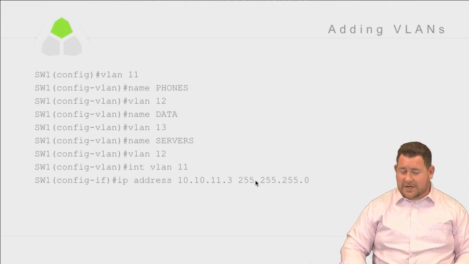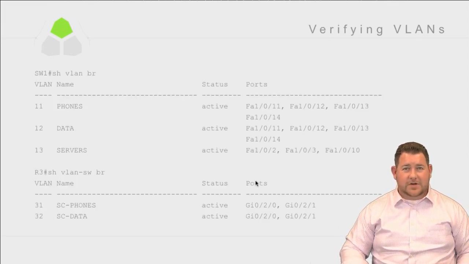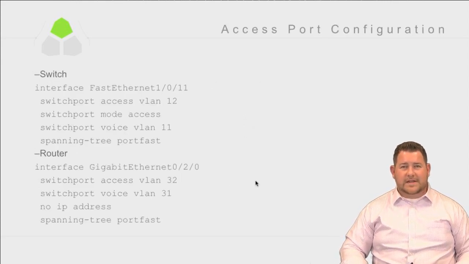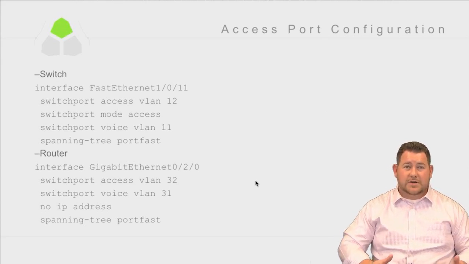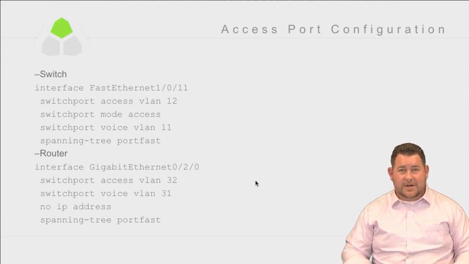So coming back to the presentation here, we've got verifying VLANs. We just talked about this, show VLAN brief, and then there's show VLAN-switch brief. So just a couple differences there I wanted to make sure I highlighted. Access port configuration, once again, we've got the differences between a switch, the actual 3750 switch, and an ether switch module on a router. You can see they're not very different at all.